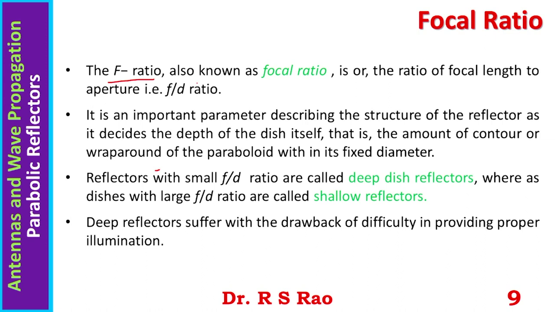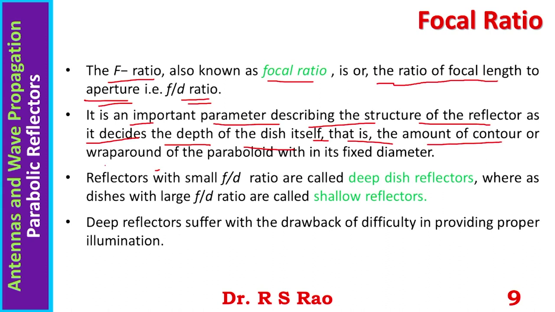Another term, F ratio. It is also known as focal ratio. It is the ratio of focal length to aperture, the F to D ratio. Here D is the diameter, the aperture. It is an important parameter describing the structure of the reflector as it decides the depth of the dish itself. That is the amount of contour or wrap around of the paraboloid with its fixed diameter. Reflectors with a small F to D ratio are called deep dish reflectors, whereas dishes with a large F to D ratio are called shallow reflectors.